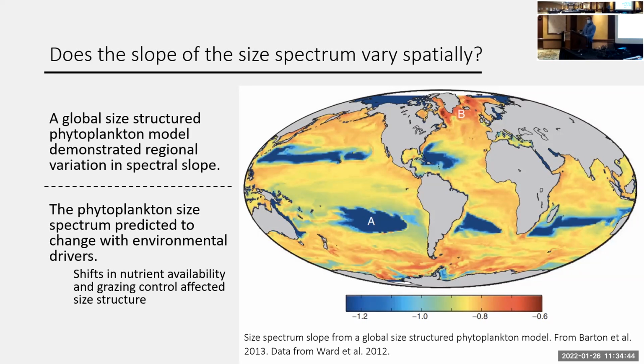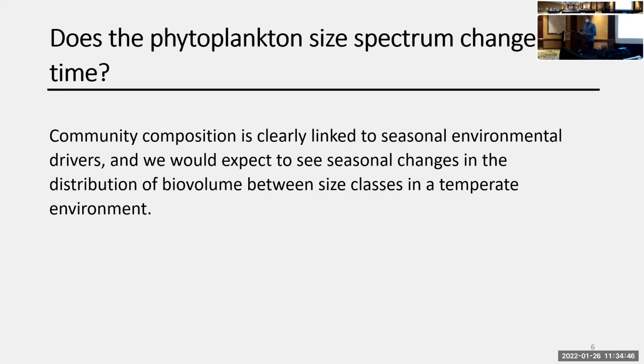So my general question is: we've seen evidence that the phytoplankton size spectrum changes over spatial variability, but does the phytoplankton size spectrum change over time? We've seen that community composition is clearly linked to seasonal environmental drivers, and we would expect to see seasonal changes in the distribution of biovolume between size classes in a temperate environment.